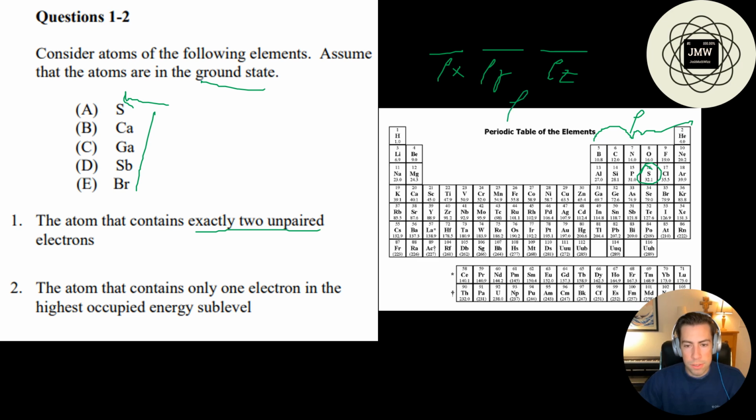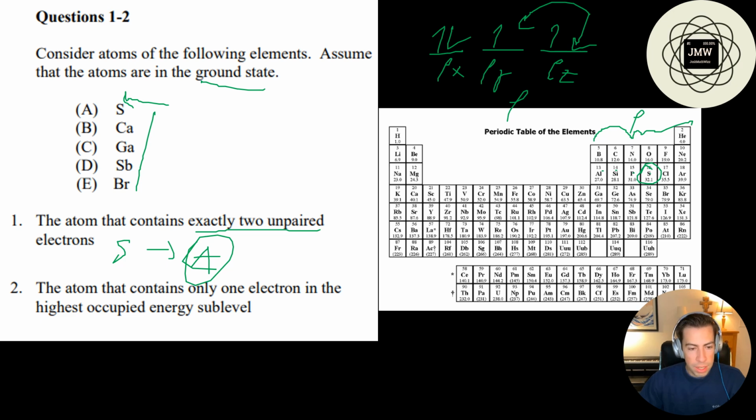orbital. So I have 4 total electrons I need to put here. So I'm going to go 1, 2, 3, and 4. Look at that, now I have 2 unpaired electrons, so it's exactly 2. Therefore, the correct answer for 1 is going to be sulfur, which corresponds to answer choice A.